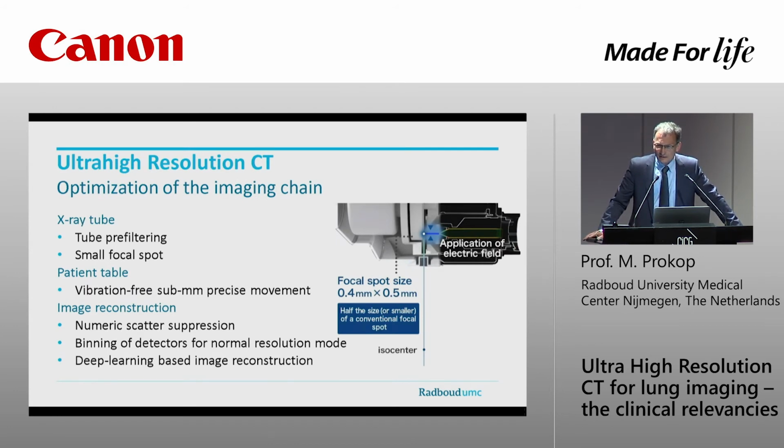Now, in order to get it going, you really need to redesign the whole scanner, and Canon has actually done that. They have optimized tube pre-filtering, use an ultra-small focal spot. If you consider that a normal focal spot is considered small if it's 1 millimeter, this is substantially sub-millimeter. You have a patient table, and this table has to move vibration-free at this sub-millimeter level, which is a massive engineering feat. And for image reconstruction, you would like to make sure that you're not throwing out information. So scatter suppression moves away from massive scatter grids to more numeric scatter suppression, using detector binning for normal resolution modes in very big patients because you would over-radiate them, and use deep learning-based image reconstruction to get optimal image quality.